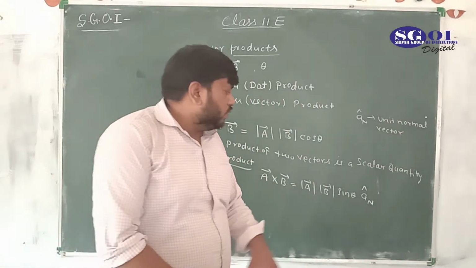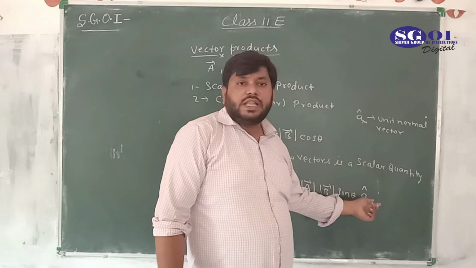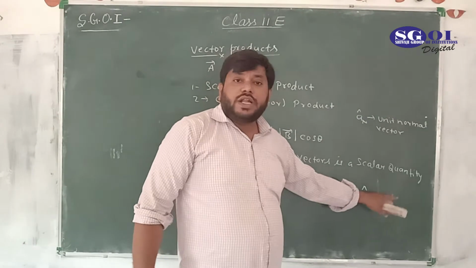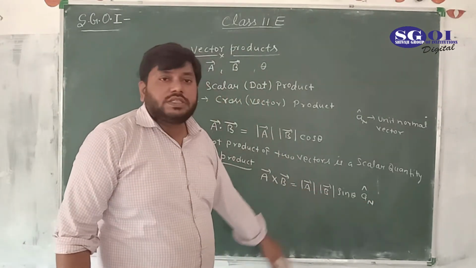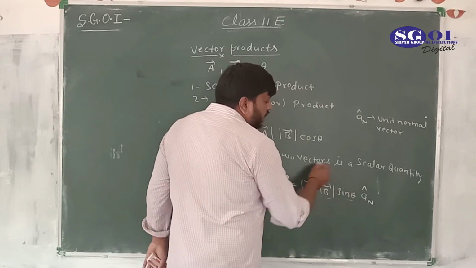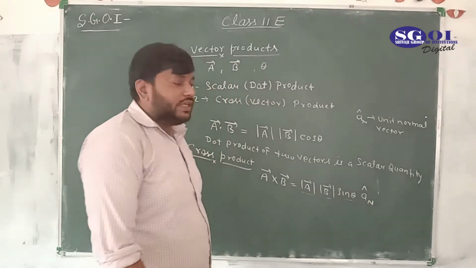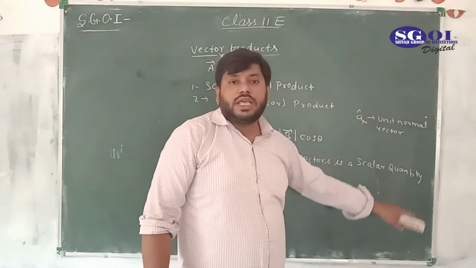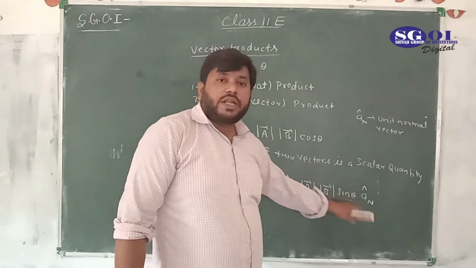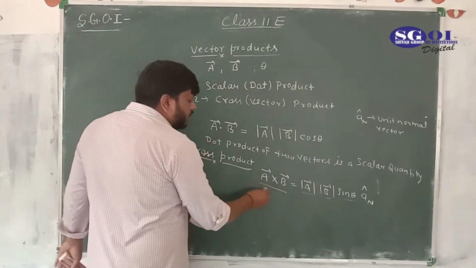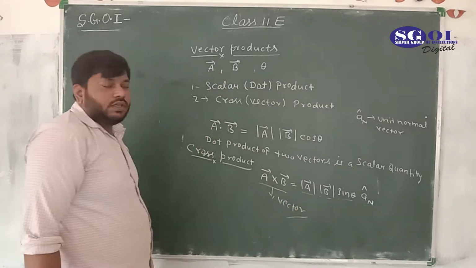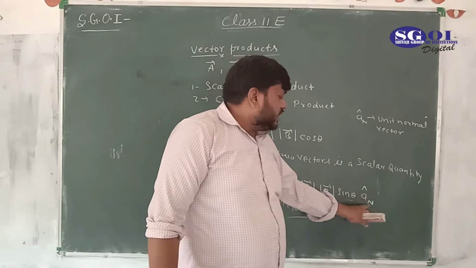As I told you, unit vectors are used to represent direction. It means A cross B is a vector. The resultant of A cross B is a vector because this is scalar, this is scalar, this is scalar, but this is the direction. It means it has magnitude as well as direction. That's why the cross product of two vectors is a vector quantity. Okay.